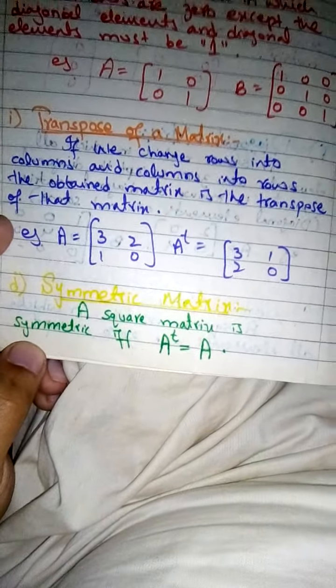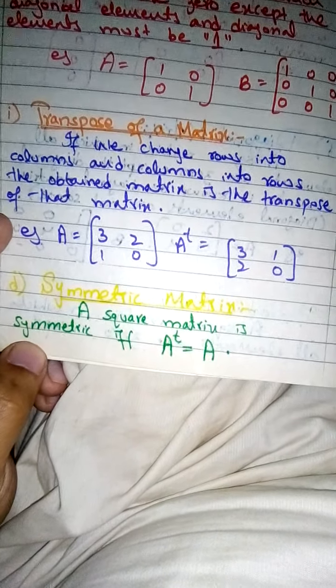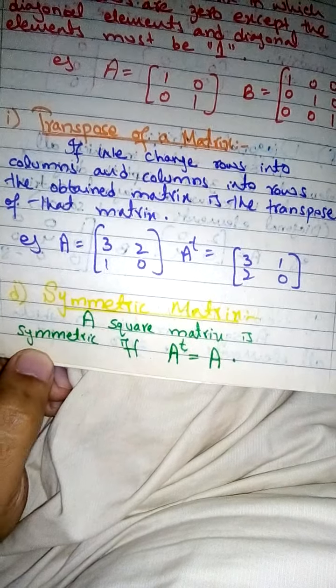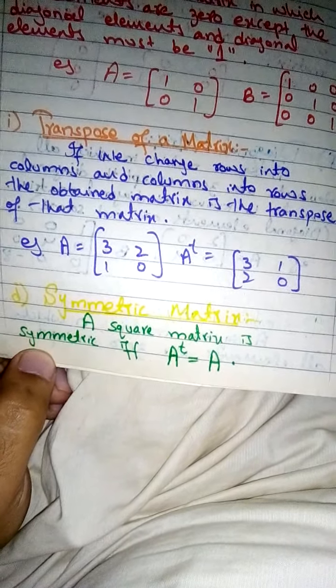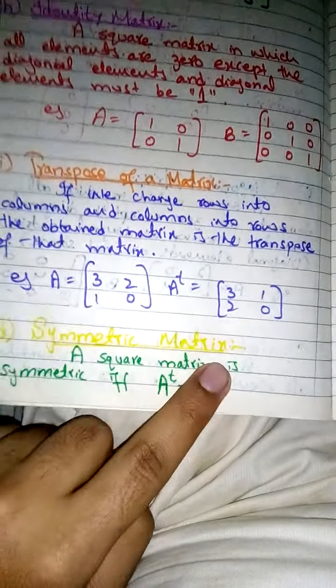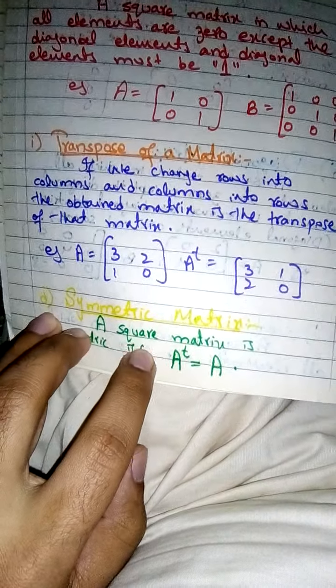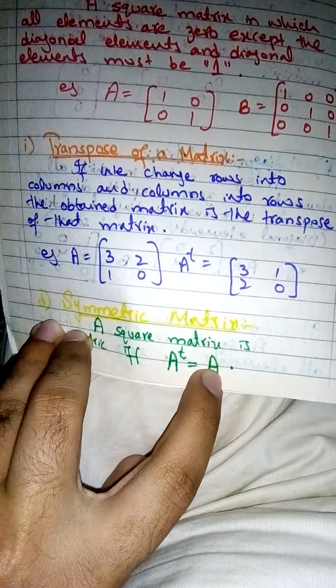Now, what is a symmetric matrix? First of all, a symmetric matrix must be a square matrix. That is, the number of rows and the number of columns must be equal. So a square matrix is symmetric if and only if the transpose of the matrix is equal to the original matrix.